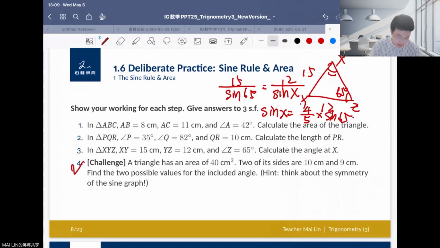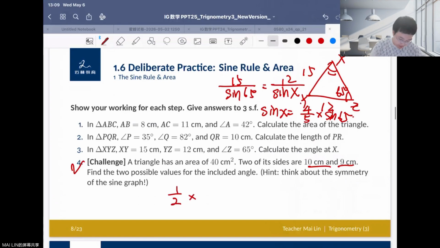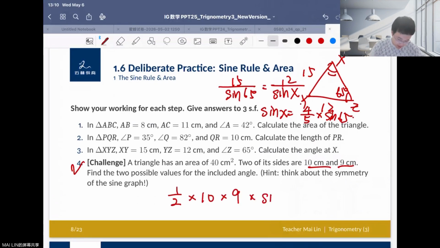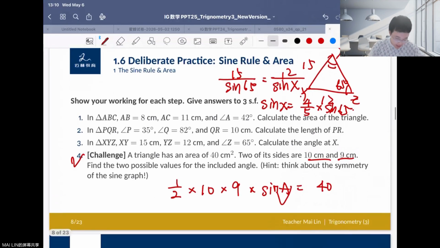And for problem 4, the triangle has a known area of 40 centimeters squared, and we have two sides, 10 centimeters and 9 centimeters. So the area can be represented as half times 10 times 9 times sine A equals 40. And then you can calculate A. We also know that for sine A, we can calculate the other possible values. That is it, so this is for this problem.